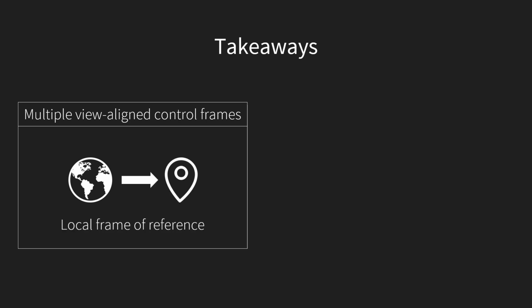The first main takeaway is that it is beneficial to allow users to switch between multiple view-aligned control frames. The problem with a single control frame is that users have to integrate information from various views with different frames and maintain a global spatial mental model of the robot's workspace. Multiple control frames allow users to work in a local frame of reference without having to maintain global spatial awareness.